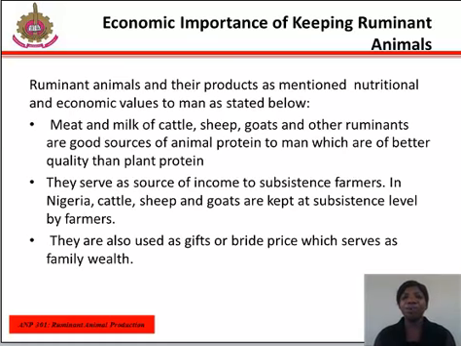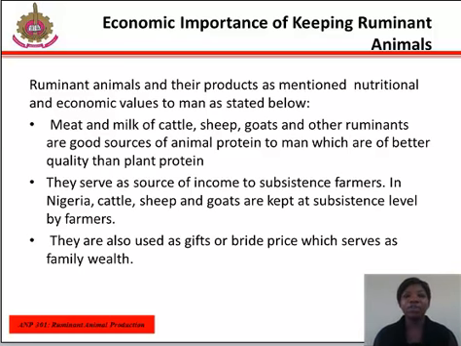Ruminant animals and their products have nutritional and economic values to man as stated below. Meat and milk of cattle, sheep, goats and other ruminants are a good source of animal protein to man, which is of better quality than plant protein. They serve as a source of income to subsistence farmers. In Nigeria, cattle, sheep, and goats are kept at subsistence level by farmers. They are also used as gifts or bride price, which serves as family wealth.